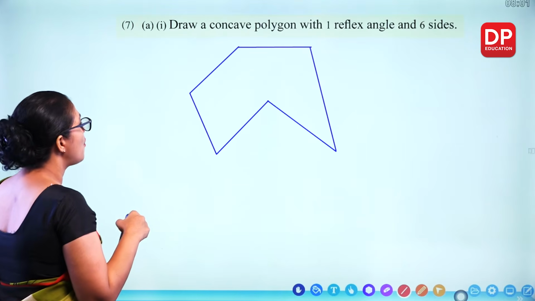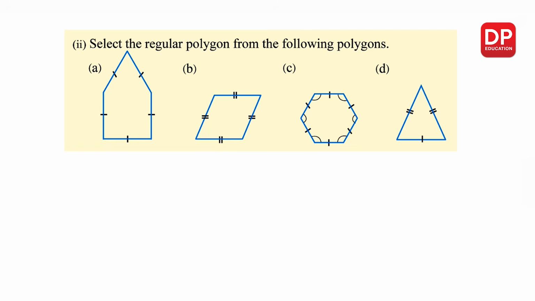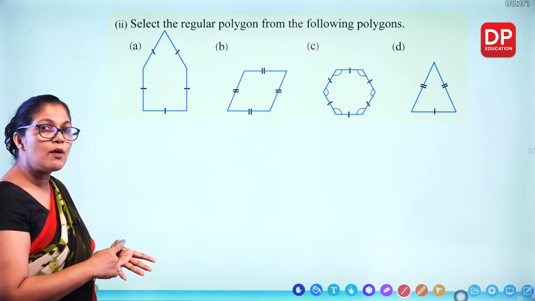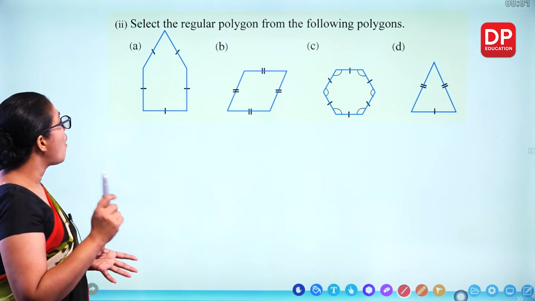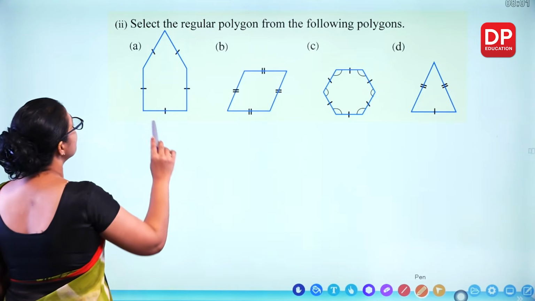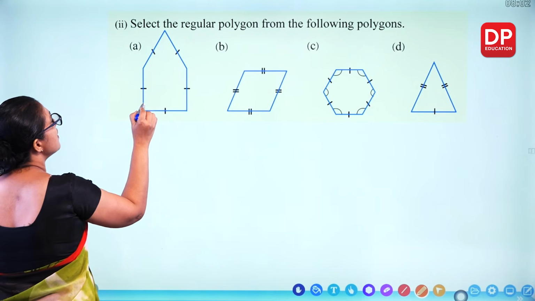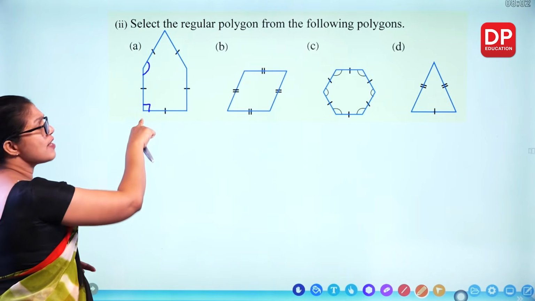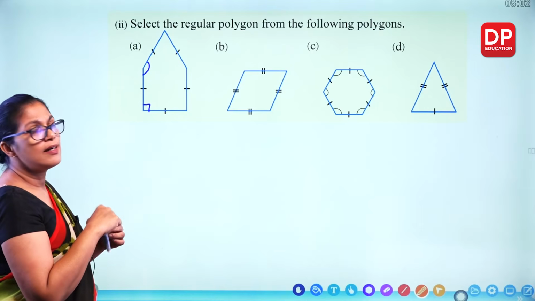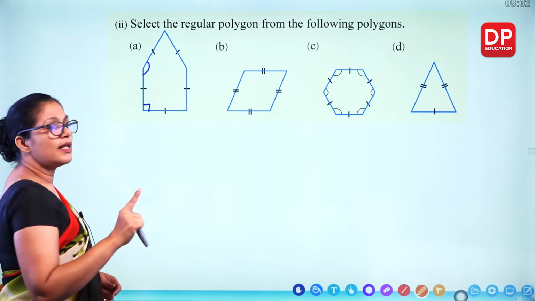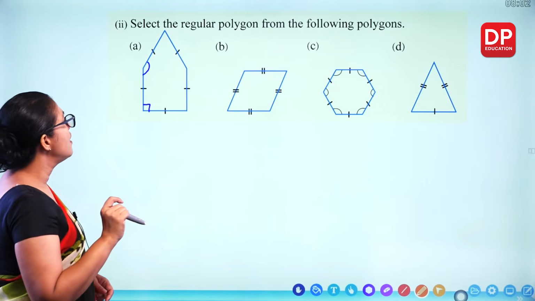So that's a polygon. Select the regular polygon from the following polygons. Regular means all sides are equal as well as all angles are equal. Look at this one. This angle is not the same as this. This is an obtuse angle. This is like a right angle. Even though all sides are equal, this is not a regular polygon.